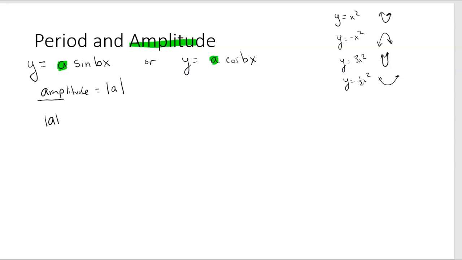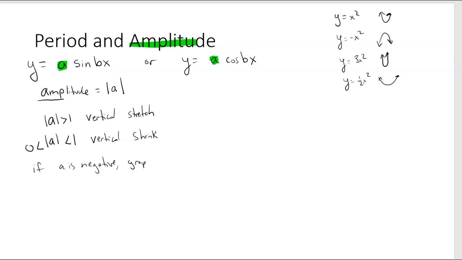So if the absolute value of A is greater than 1, you have a vertical stretch. If you remember that, great. If you don't, not a big deal, because we'll see that when we actually graph. If it's between 0 and 1, you have a vertical shrink, so things are going to be condensed. And then if A is negative, the graph reflects over the x-axis.